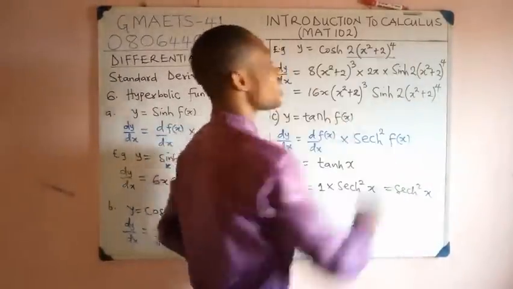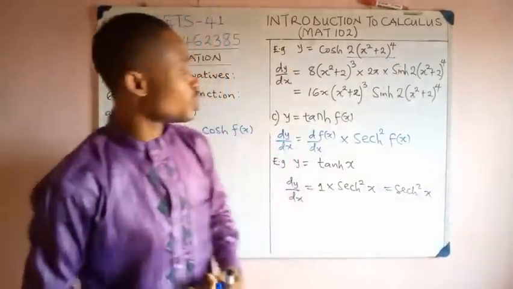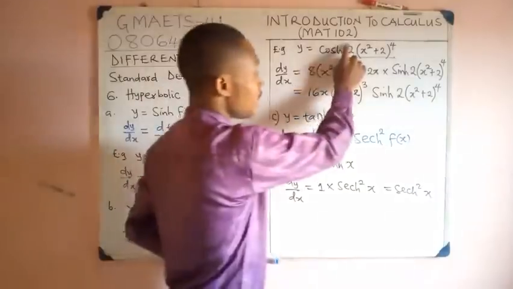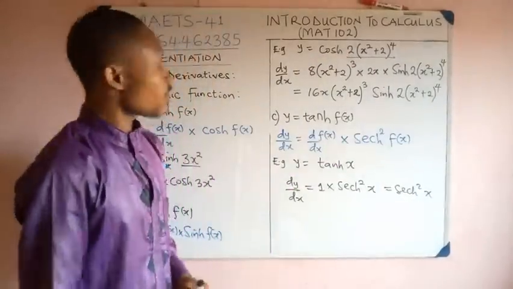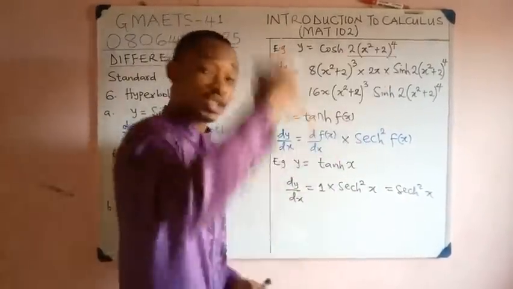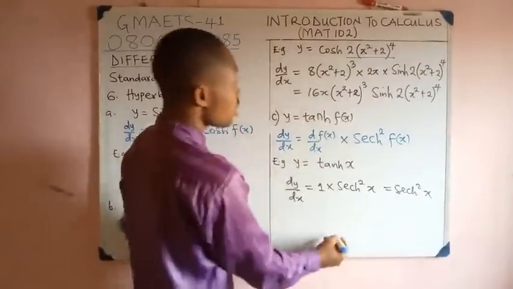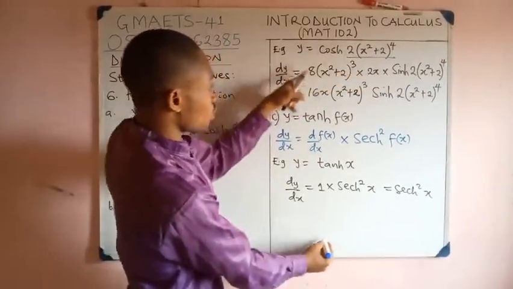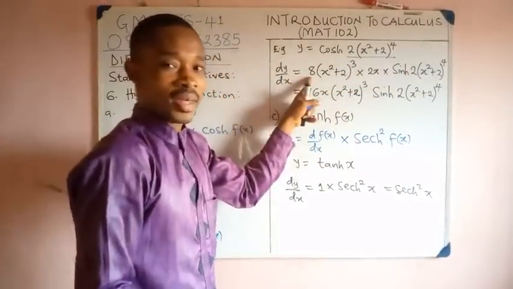Identify your minor function, which happens to be 2 bracket x squared plus 2 all raised to power 4. If I give you this term alone to differentiate, how do you do that? Of course, you agree with me, you start from the major term outside, which defines the polynomial for us. It's going to be 4 times this 2, which will give us what? 8.